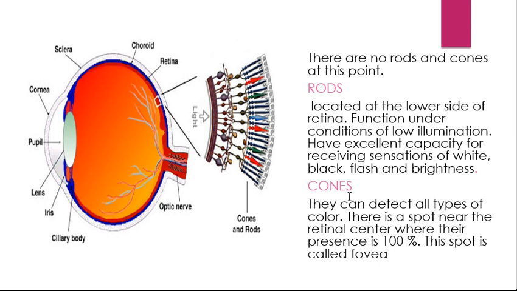What are rods? These receptors are straight and rod shaped. They are located on the side of lower layers of retina. They can function under conditions of low light. Rods function in darkness. They have excellent capacity for receiving sensations of white, black, flash and brightness.